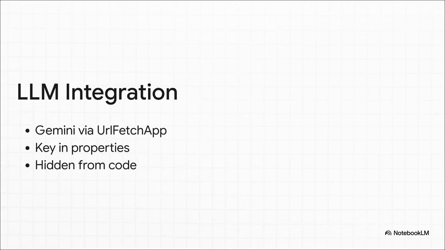But, okay, what about the AI part? To give you that intelligent feedback, the platform securely integrates the Gemini API. It does this using a service called UrlFetchApp, which basically just tells AppScript, hey, go talk to Google's AI servers and bring me back a response.